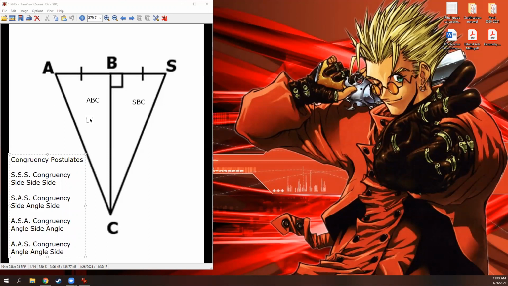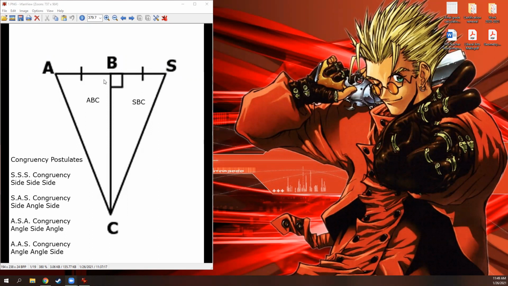So we need to prove triangle ABC is equal to SBC. These two are congruent. And all we have to do is find sides or angles that are equal to each other in these two triangles. So if we look, there's already some markings for us. They've already marked that AB is equal to SB. They've already marked that.